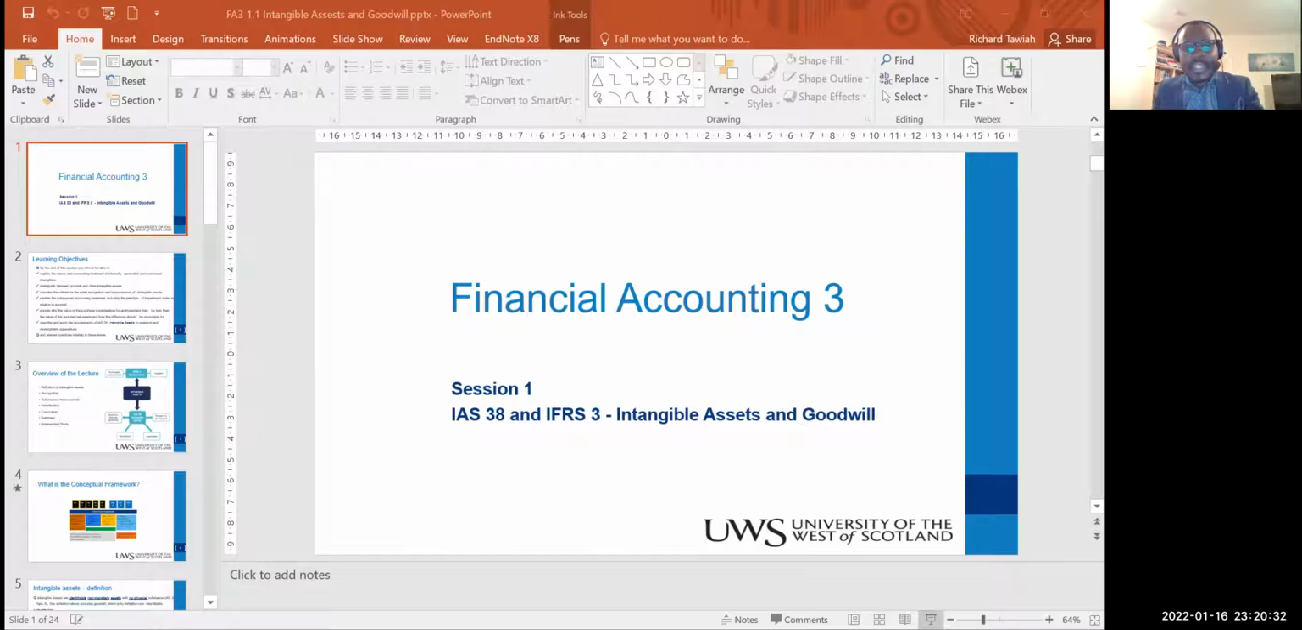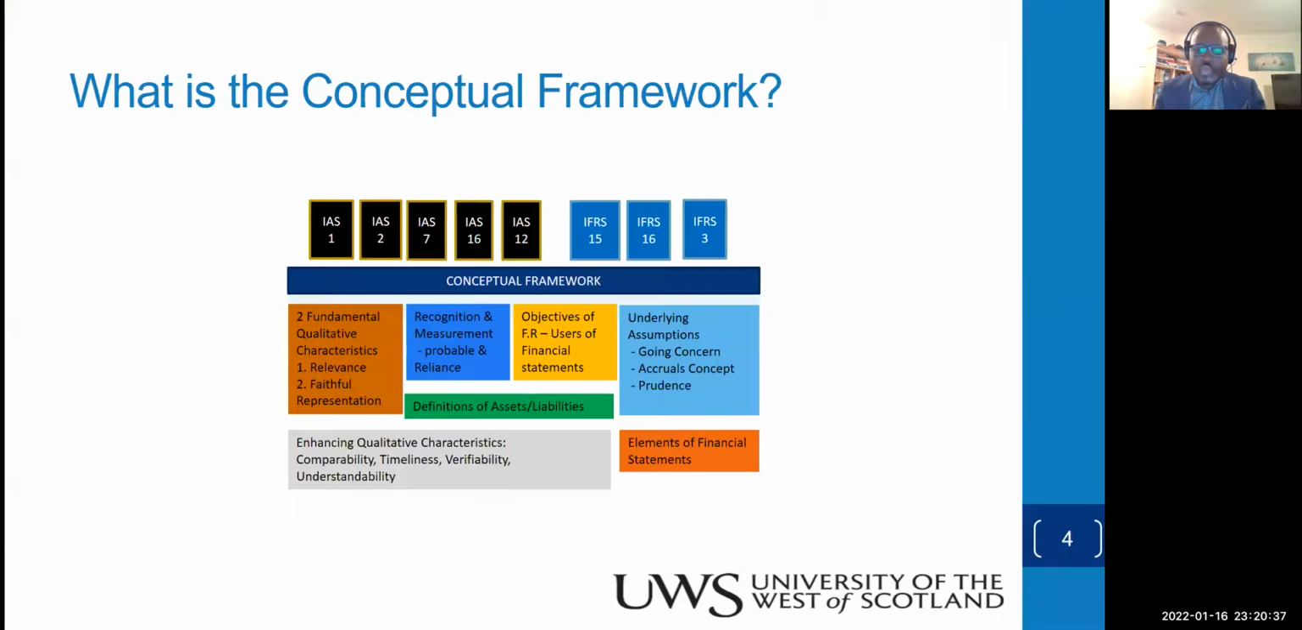Okay, so it has legs. It has legs that I want us to look at. So it has its qualitative characteristics of any financial statements. The conceptual framework has its fundamental qualitative characteristics: relevance, faithful representation, reliability, name them. And it has underlying assumptions, which have to do with the going concern assumption, accrual concept, prudence concept. So these are elements of the financial statement that help us to implement the standards as required.